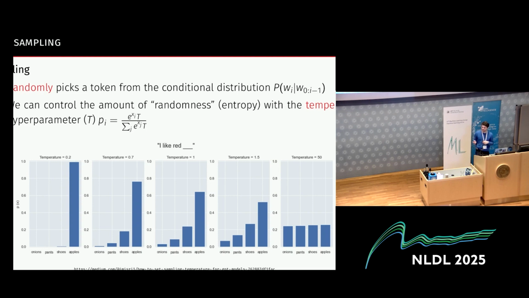But when we make the temperature higher and higher, the distribution will get more and more uniform, and so the outputs will be more and more random. Usually there's a sweet spot somewhere that can be different for different tasks, and you have to tune it. But that's how we can control the random sampling.